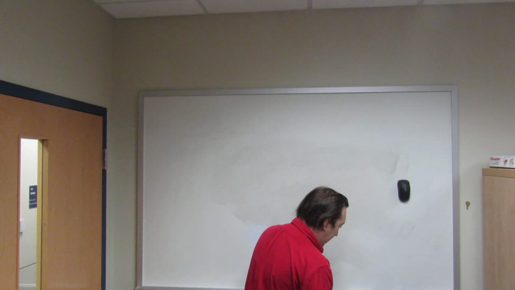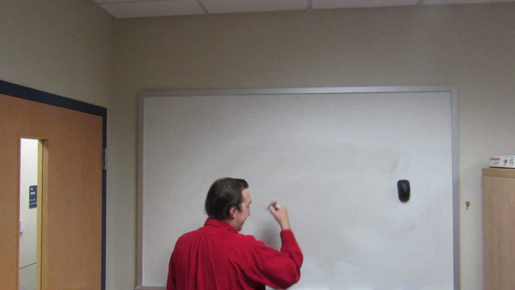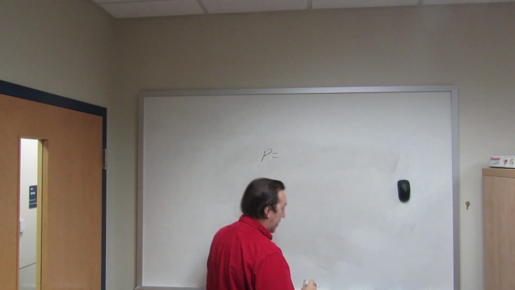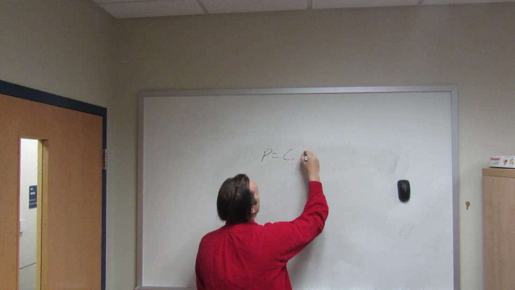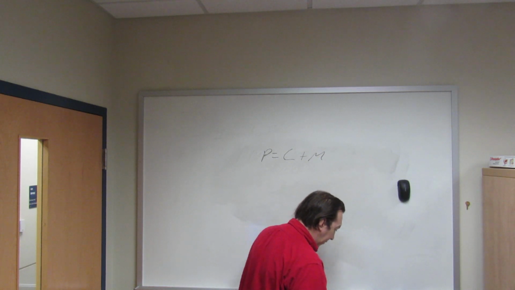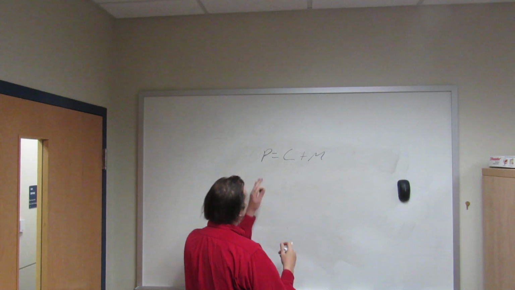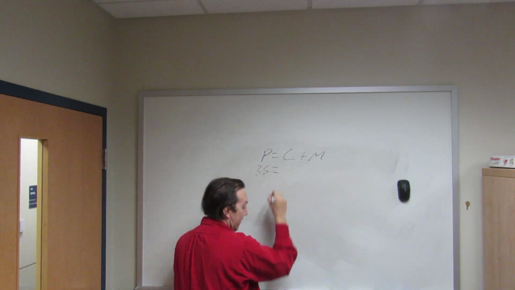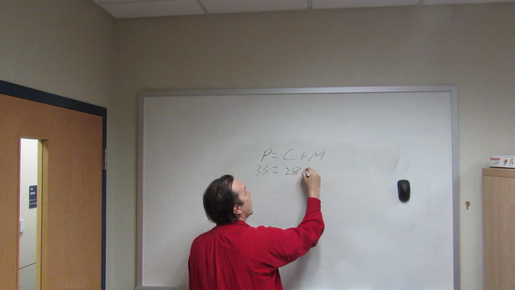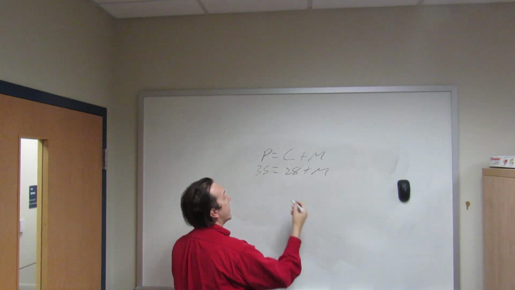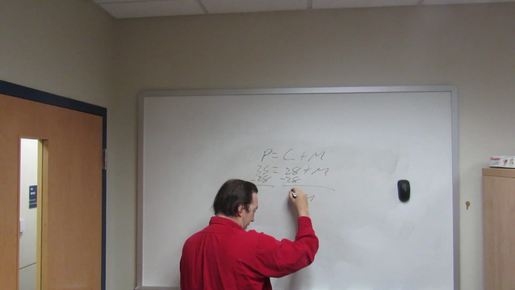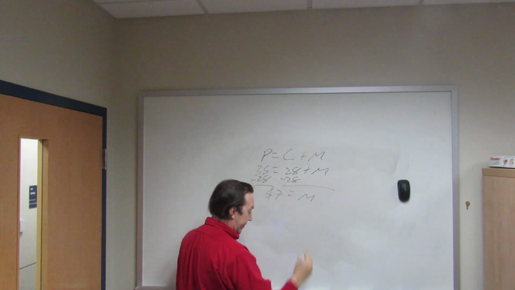Let's say that we know that the price of an item equals the cost plus the markup. If the retailer sells it for $35 and it was originally $28, what's the markup? We're just going to subtract 28. So the markup equals $7.